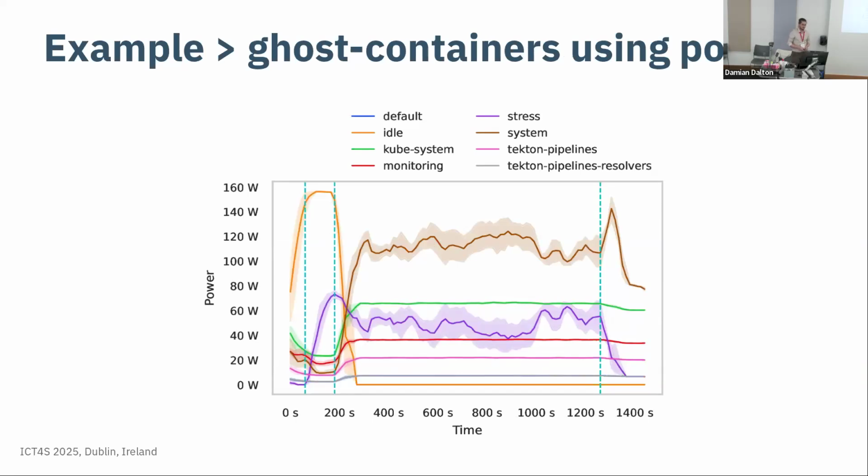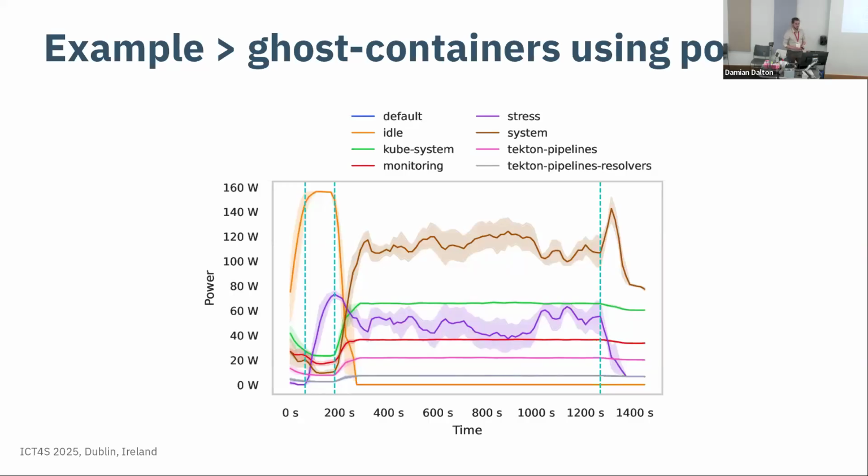Another test, we tried to get Kepler to do some more interesting behavior. Because we found that these ghost containers are using power, we wanted to investigate what happens if we delete them. And this is what happens. We again see the purple line is the stress namespace, the orange line is the namespace without any running containers. And we have 3 vertical markers.